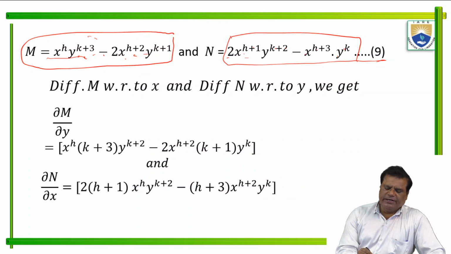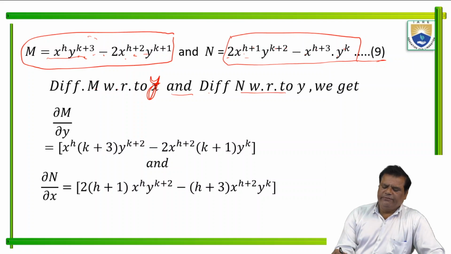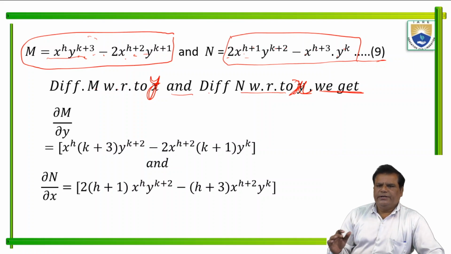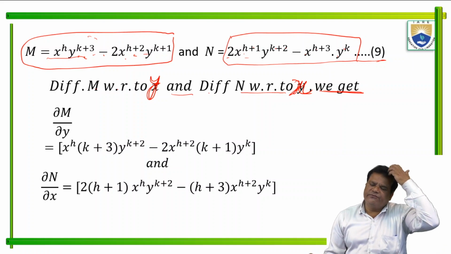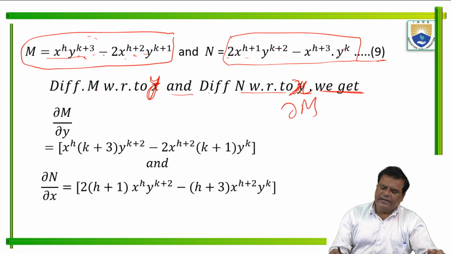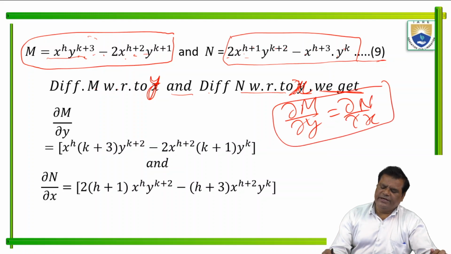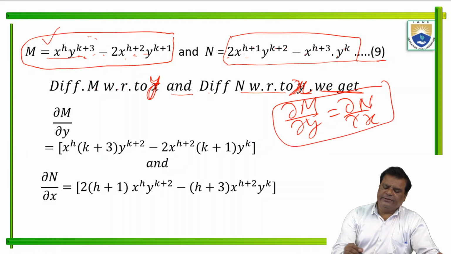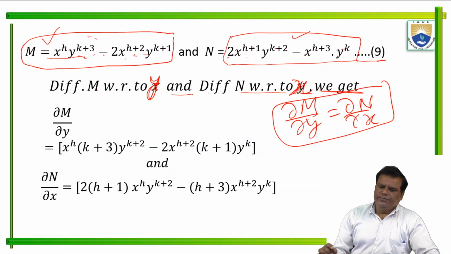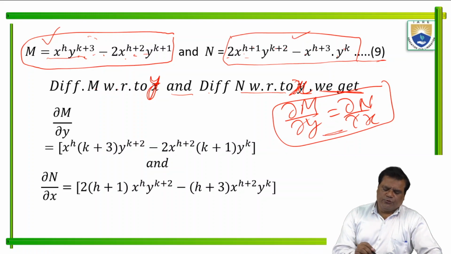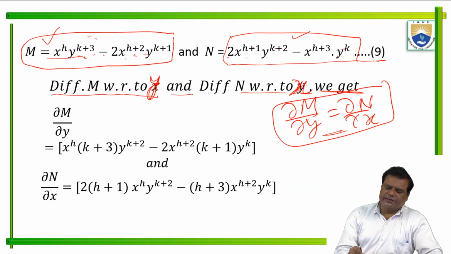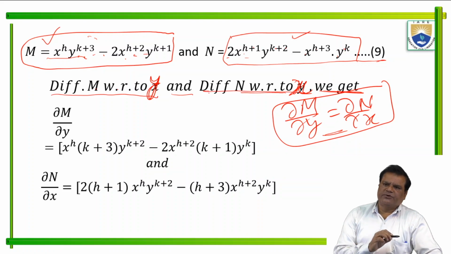Now we differentiate M with respect to y and N with respect to x, because we want to prove the condition of exactness, del M over del y equal to del N over del x. This condition must be verified for M and N.